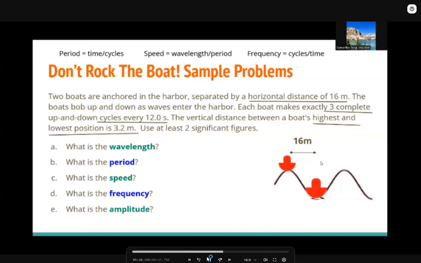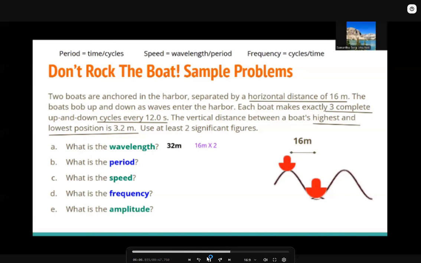But the problem is I want to know what a full wavelength is. So what I have to do is take that 16 meters and multiply it by 2. Because as of right now, this is just half a wave. So I've got to multiply it by 2 to get the full distance to that next wave crest. And the answer should be, go ahead and type it in your calculator. The answer is 32. 32 meters is correct.